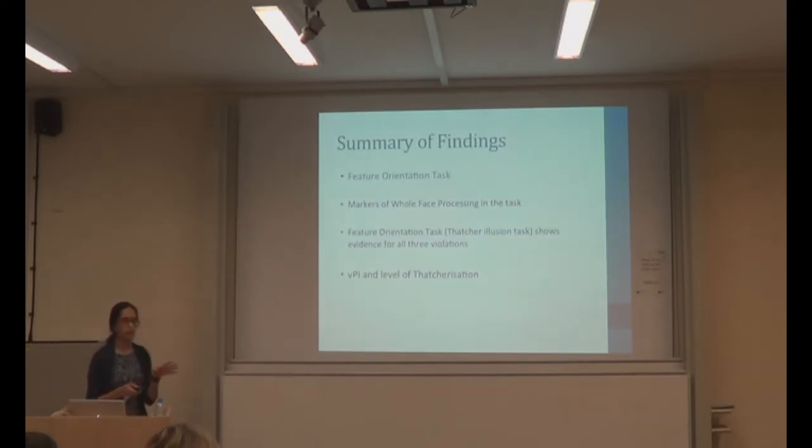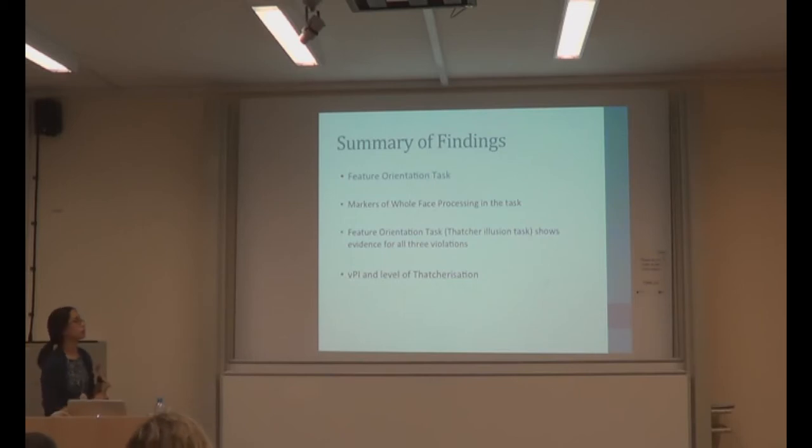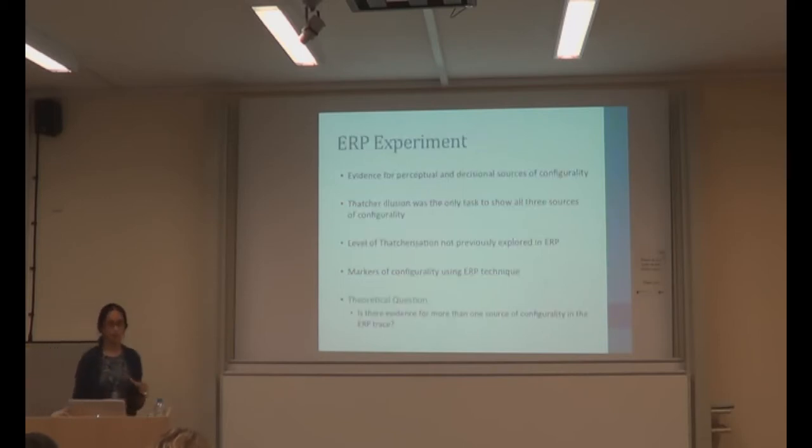So just the key findings from that study: we do find markers of whole face processing in the task, and from GRT we find evidence for all 3 violations when we use these factorised stimuli. We find something fairly interesting about the type of correlations and the level of factorisation. So, moving forward to my ERP experiment, we're interested in finding some sort of complementary evidence for different sources of configurality, because we've shown evidence now from perceptual and decision sources of configurality in these previous tasks. Of the 3 tasks we explored, the factor illusion was the only one to show all 3 violations reliably.